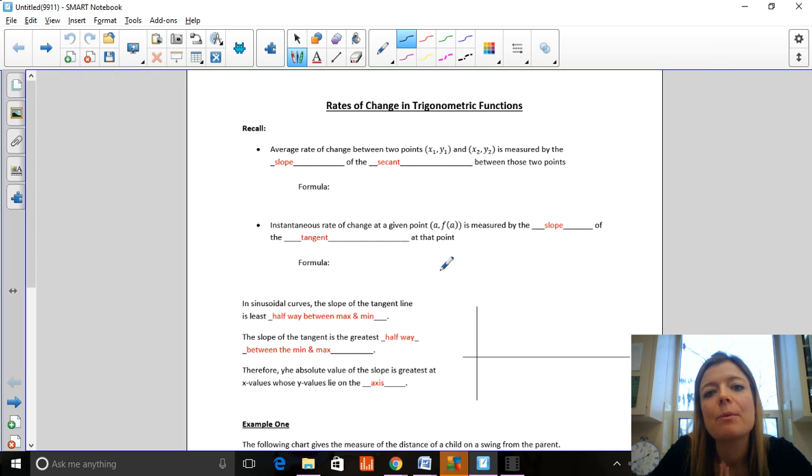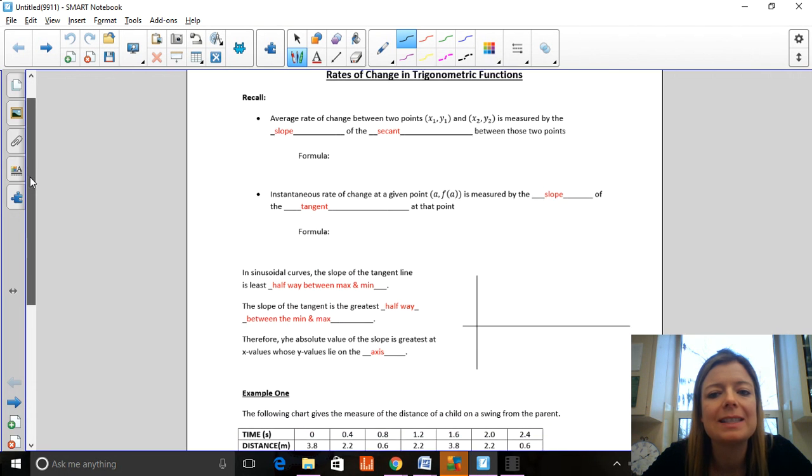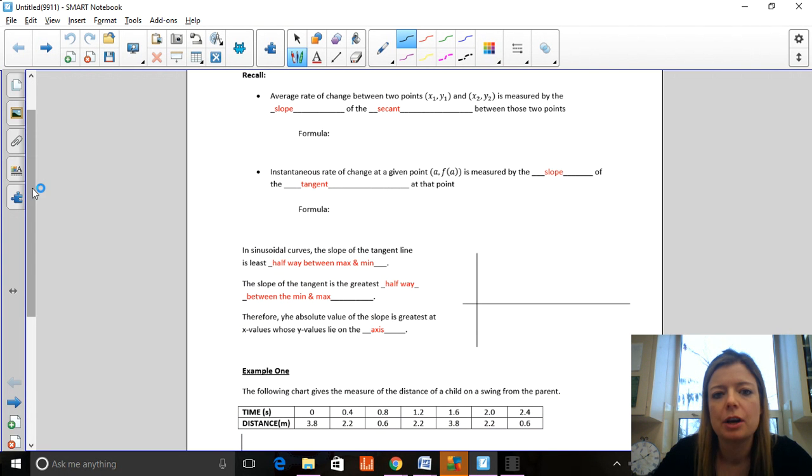Hi class, today we're talking about the rates of change in trigonometric functions. So really this is just a review of rate of change and we're applying them to sinusoidal curves. So let's remember that the average rate of change between 2 points, x1, y1 and x2, y2 is measured by the slope of the secant between those 2 points. So really you're just using the slope formula.